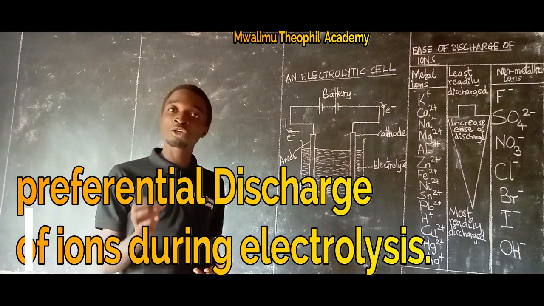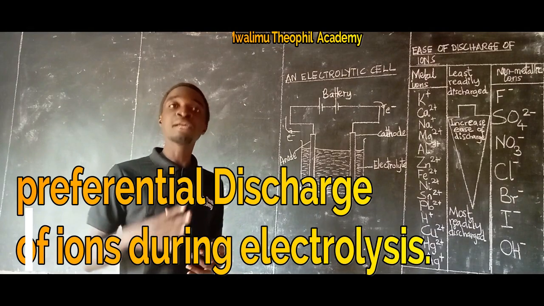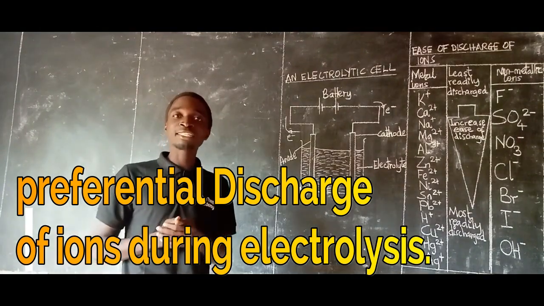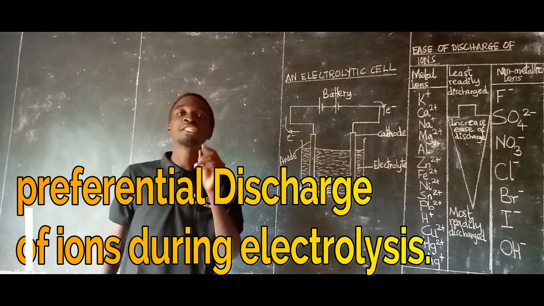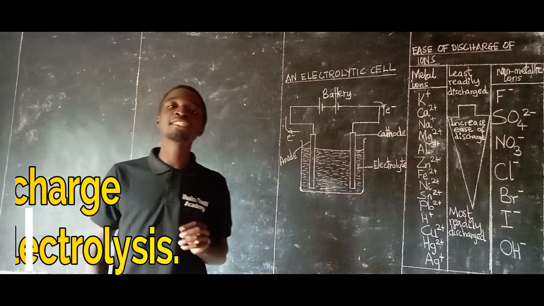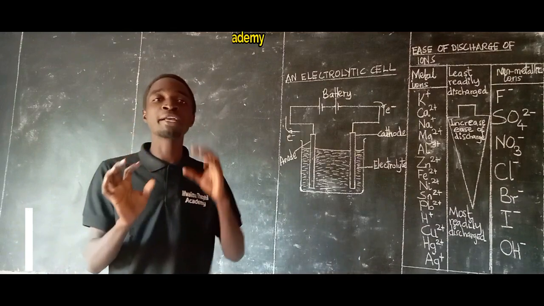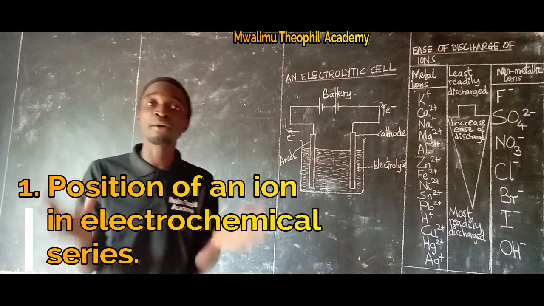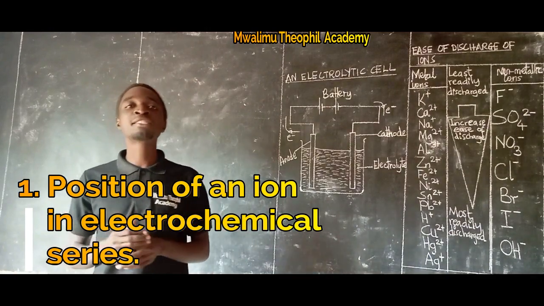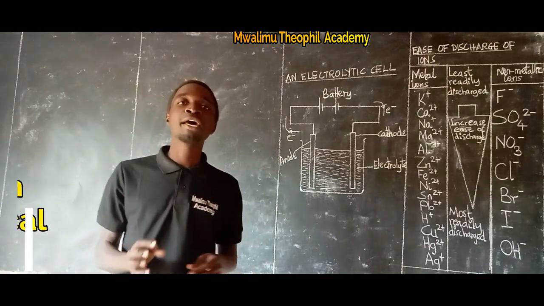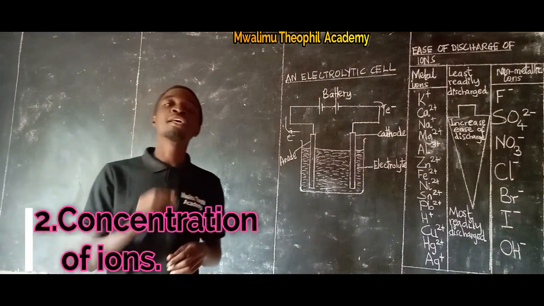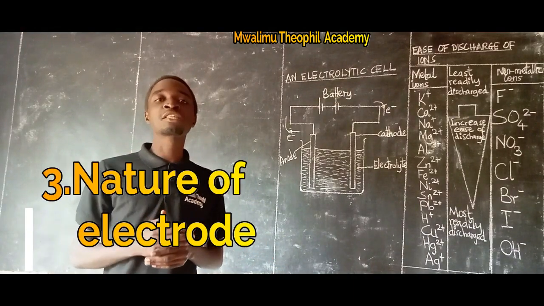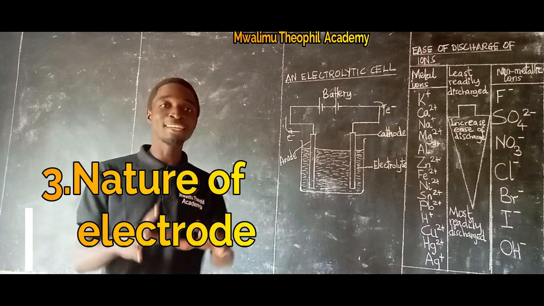Today, I'm going to make you know these factors which determine the kind of ion to be discharged at a particular electrode. Let us start. The first factor to determine the ion to be discharged is the position of an ion in an electrochemical series. The second factor is the concentration of ions. And the third factor is the nature of the electrode. Now, each of these three factors is going to be explained in detail.